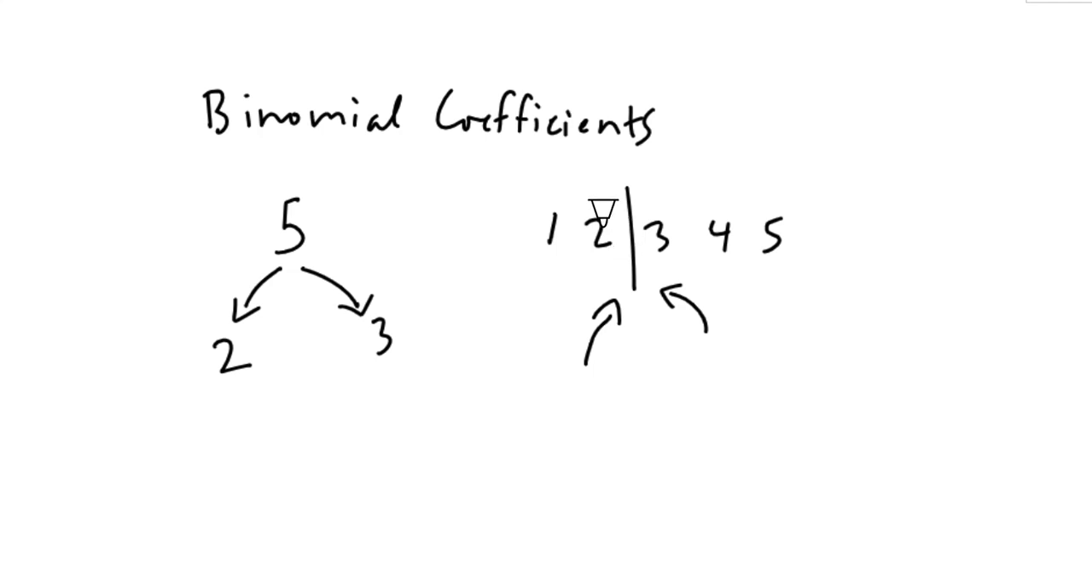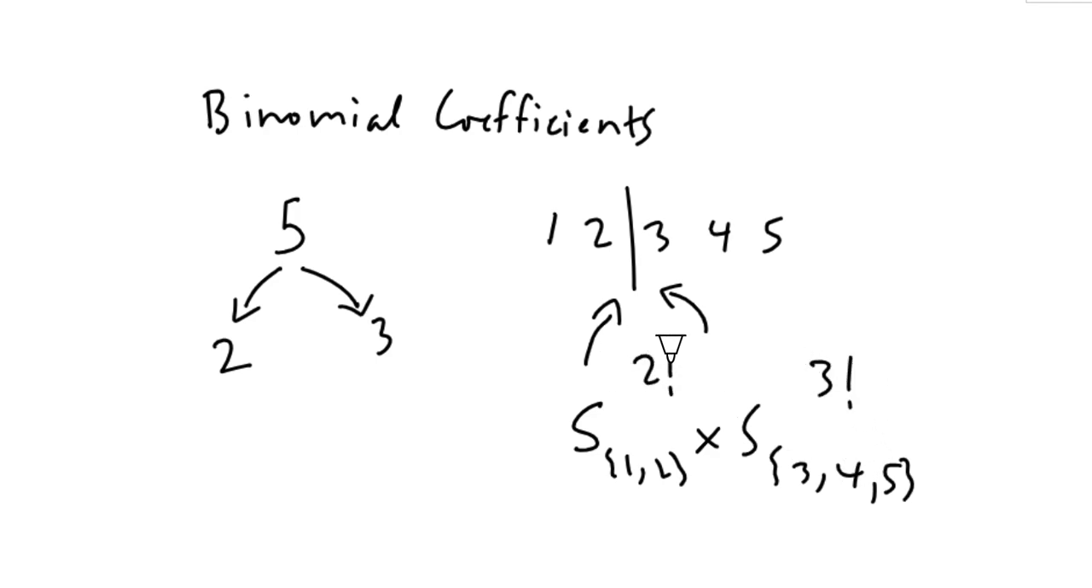The stabilizer subgroup for a particular configuration would be the set of permutations just on these first 2 guys cross the set of permutations on those guys, paired together in a Cartesian product type way. So 1, 2 cross permutations of 3, 4, 5. There's 3 factorial permutations for this, 2 factorial for that, and together combined there's 2 factorial times 3 factorial permutations in the stabilizer subgroup of this configuration.